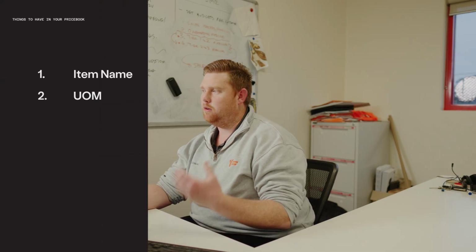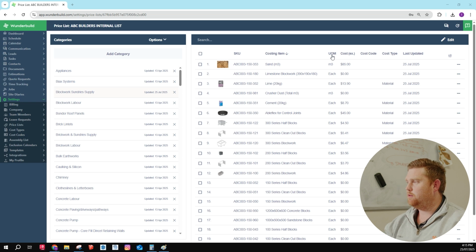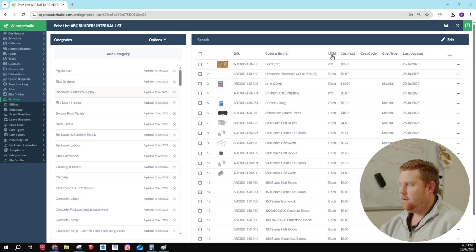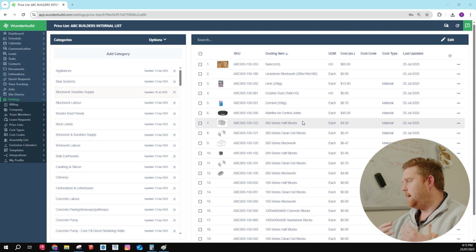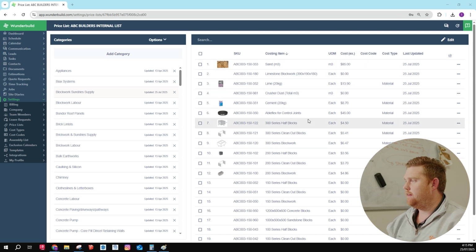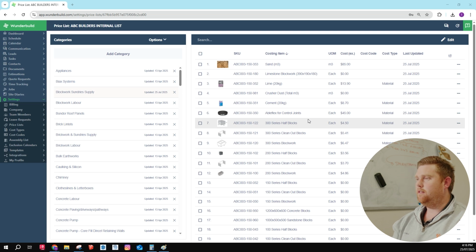The next thing that's really important is unit of measure, or UOM for short. What is really important about unit of measure is understanding how you buy something. So blocks, you could be given a square meter price, you could be given a per pallet price, things like that. But when we look at things like sand, we don't buy them per each as such, we buy them per cubic meter.